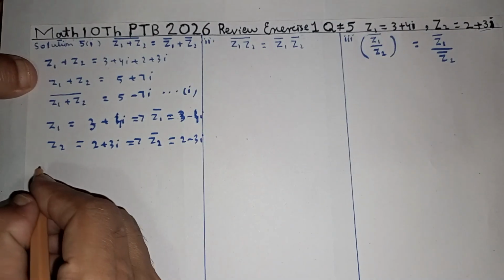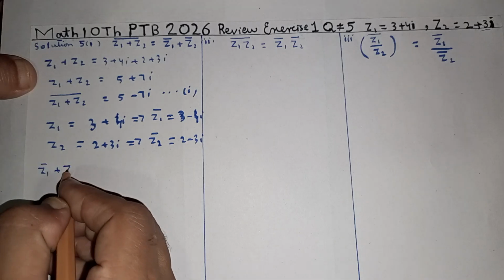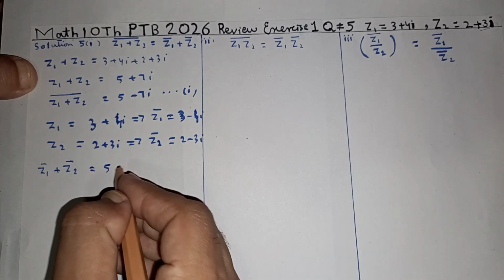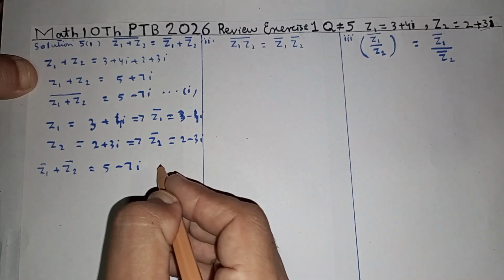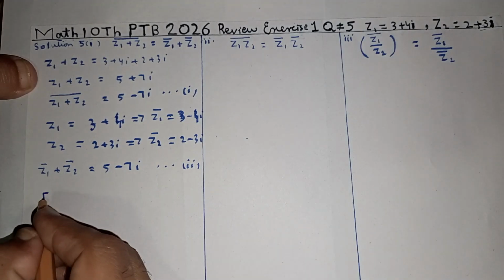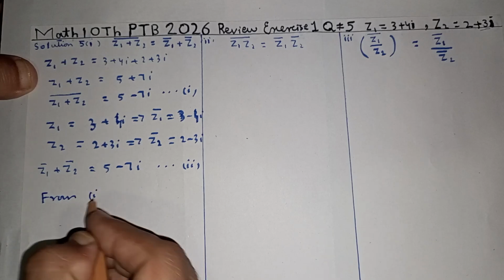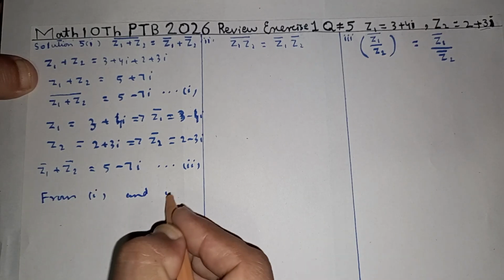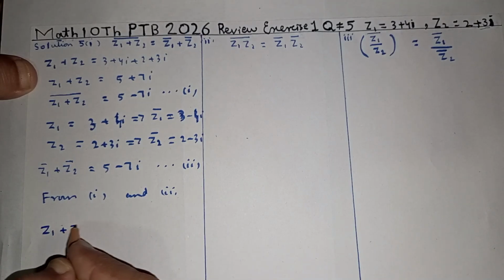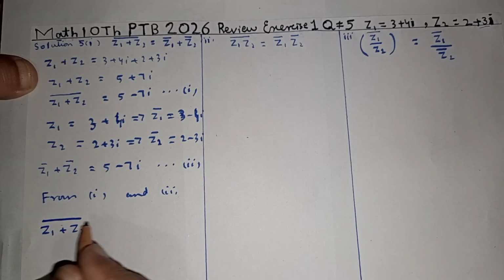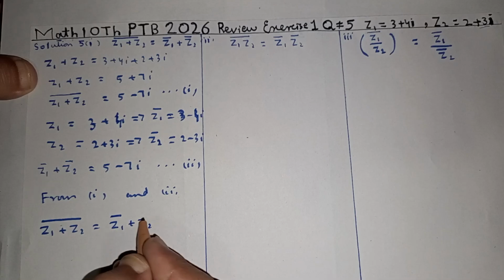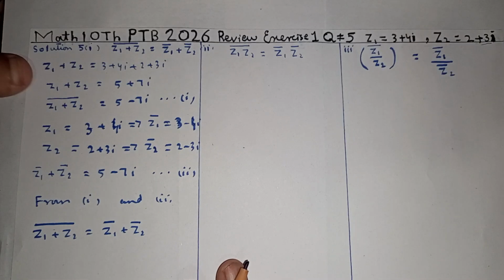Now add up z1 conjugate plus z2 conjugate. Then we get 5 minus 7 iota, and that is equal to the equation 2. From equation 1 and 2, we can write that z1 plus z2 whole conjugate is equal to z1 conjugate plus z2 conjugate. That is its final proof.